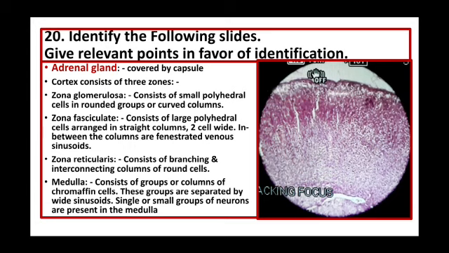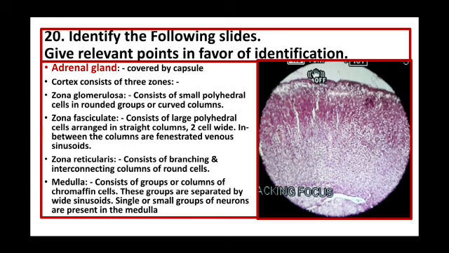The given slide is that of adrenal gland, also called suprarenal gland. It is covered by a capsule. So it contains an outer cortex and inner medulla. The cortex contains three zones. The zona glomerulosa, which contains small polyhedral cells. These cells are arranged in rounded groups or curved columns.